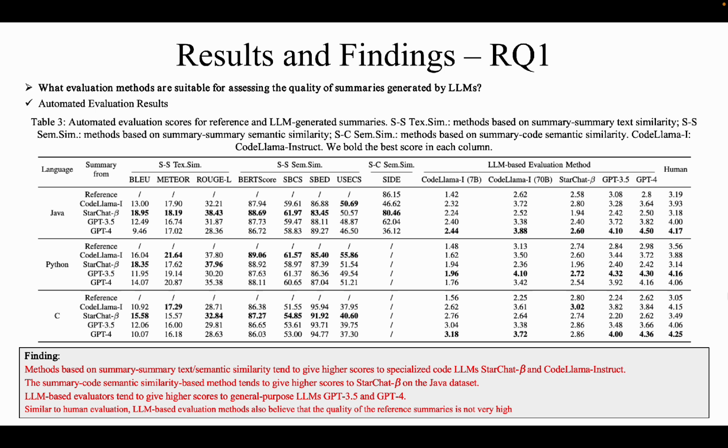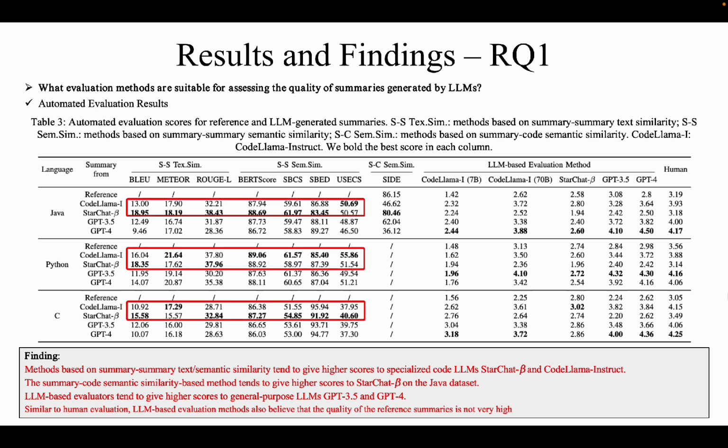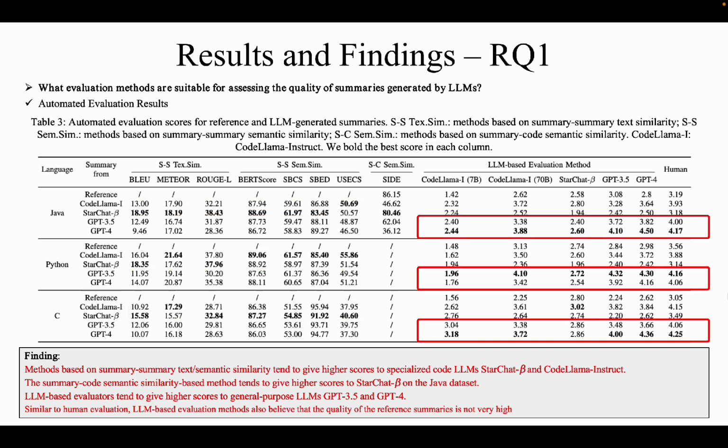Observe that overall, methods based on summary-to-summary semantic similarity tend to give higher scores to specialized code large language models, and SIDE tends to give higher scores to StarChat, while large language model-based evaluators tend to give higher scores to general-purpose large language models, which is the same as human evaluation. Also, we can observe that LLM evaluators assign low scores to reference summaries. It means that similar to human evaluation, LLM-based evaluation methods also believe that the quality of the reference summaries is not very high.